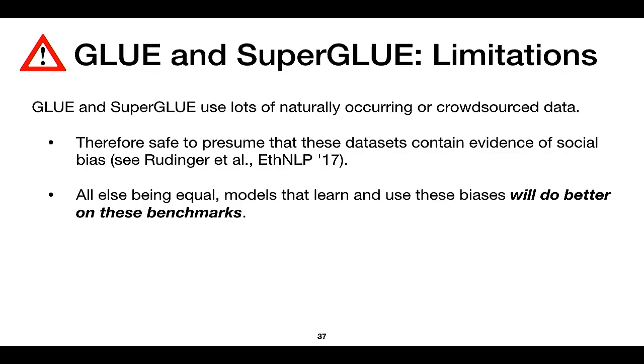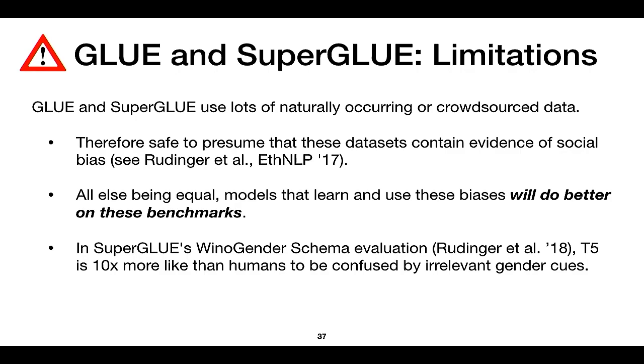Because we're using this data in an evaluation benchmark, all else being equal, models that learn and use these biases will do better on these benchmarks. I'm not sure we even need that much quantitative evidence that this is happening, but we have some. In SuperGLUE, we included one little targeted evaluation as one of our auxiliary tasks. This is a task that we deliberately didn't count toward the main score, but that we still required users to submit.